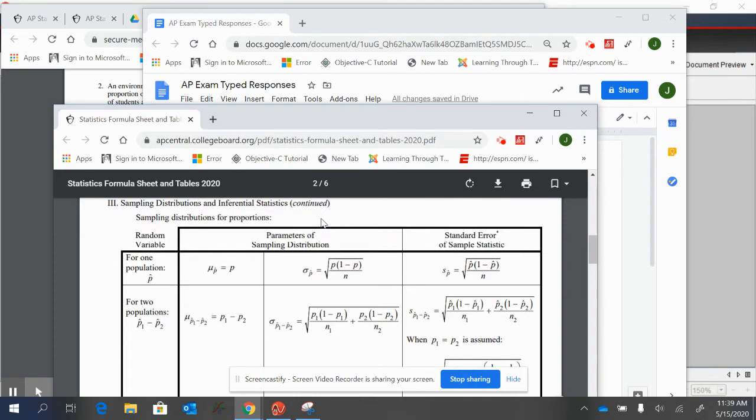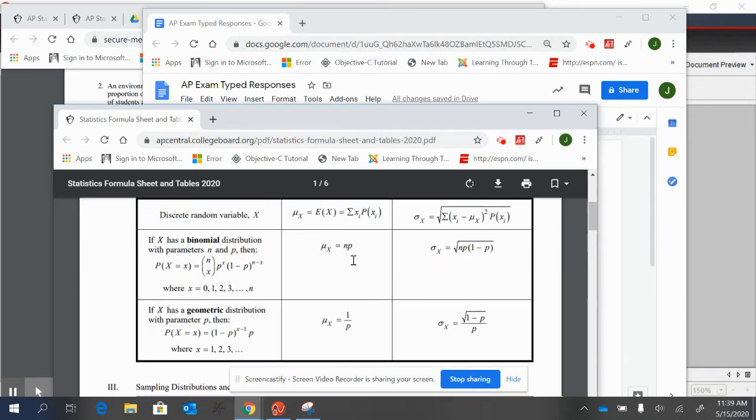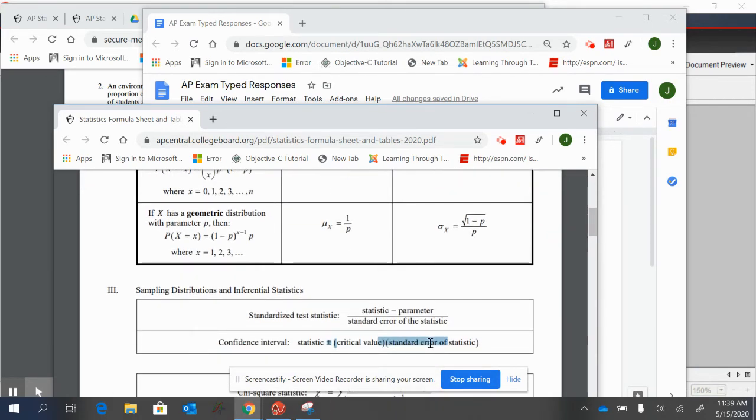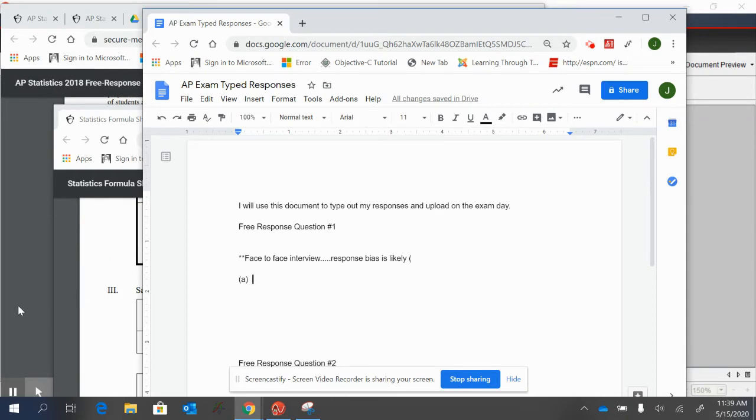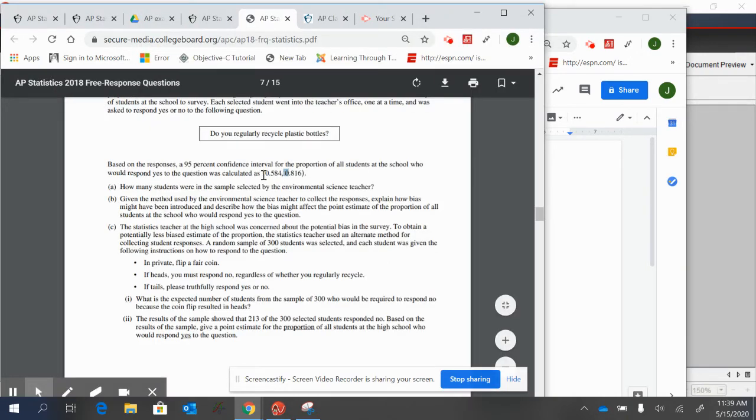So our sampling distribution, our standard error, I'm sorry, would be right here. Okay, so we've got to put that all together. We have to have the critical value times the standard error of the statistic together. And then how do we use the response? Let me get back to that. Now, the width of the interval is going to be a factor as well.